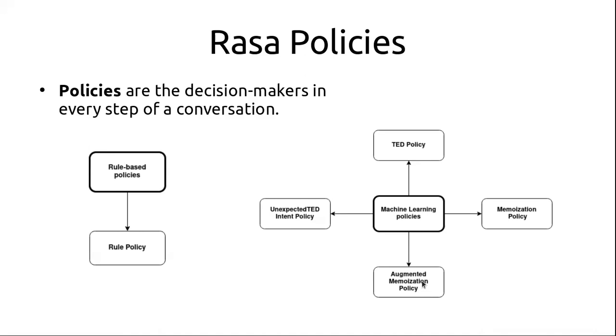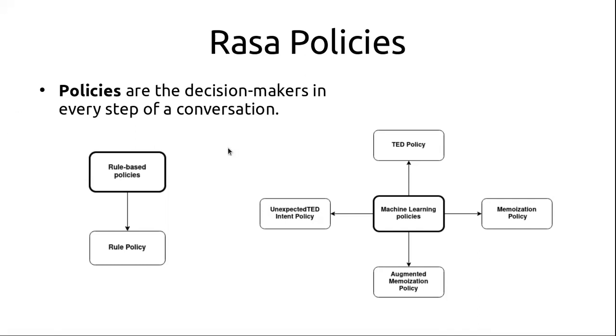The same applies to the augmented memoization policy. It looks similar to memoization policy, and it also learns from stories like the memoization one, but there's something special about augmented memoization. It uses another parameter called forgetting, and forgetting is very useful for augmented memoization because it helps this algorithm to reduce the search space while comparing the conversation stage with the available stories in the training data.